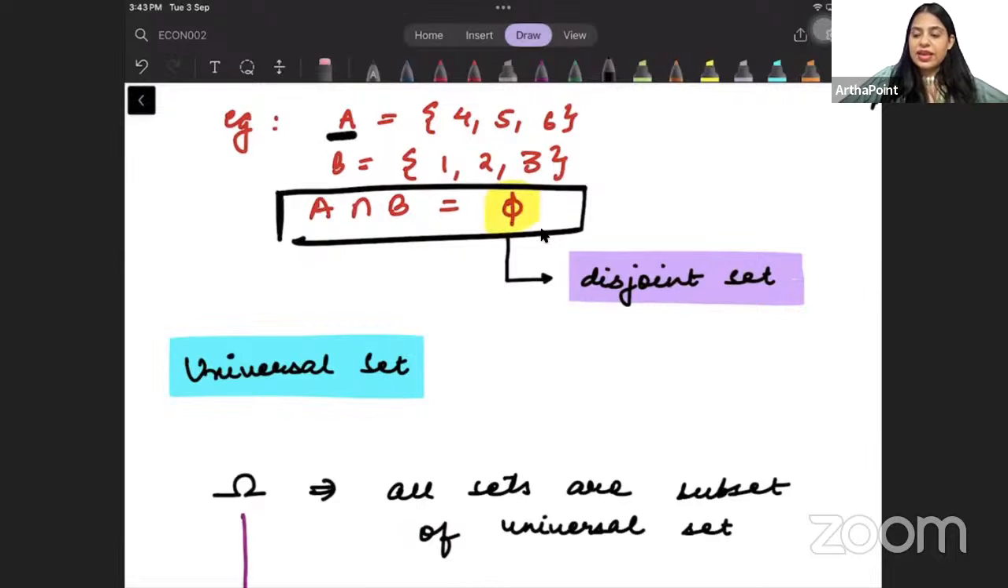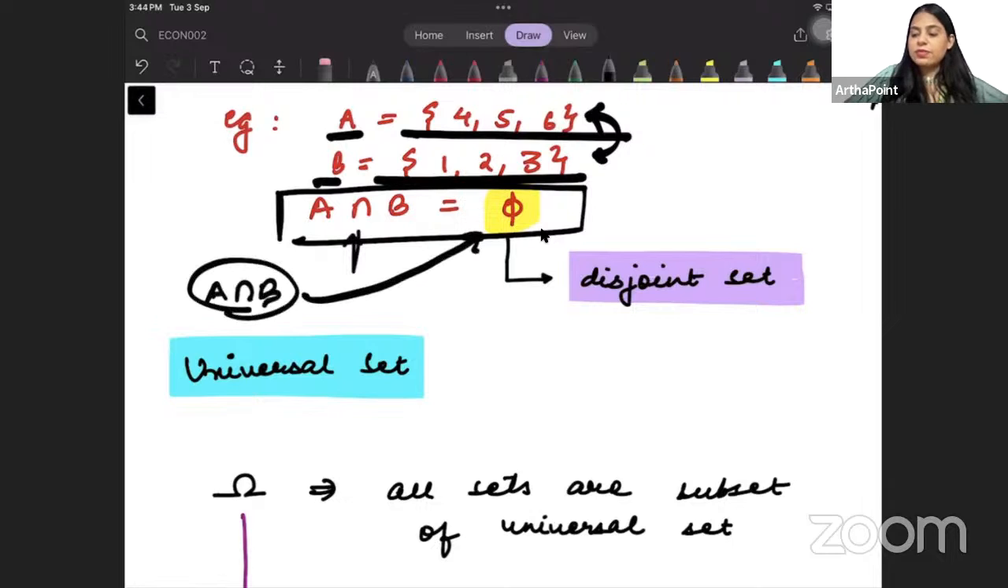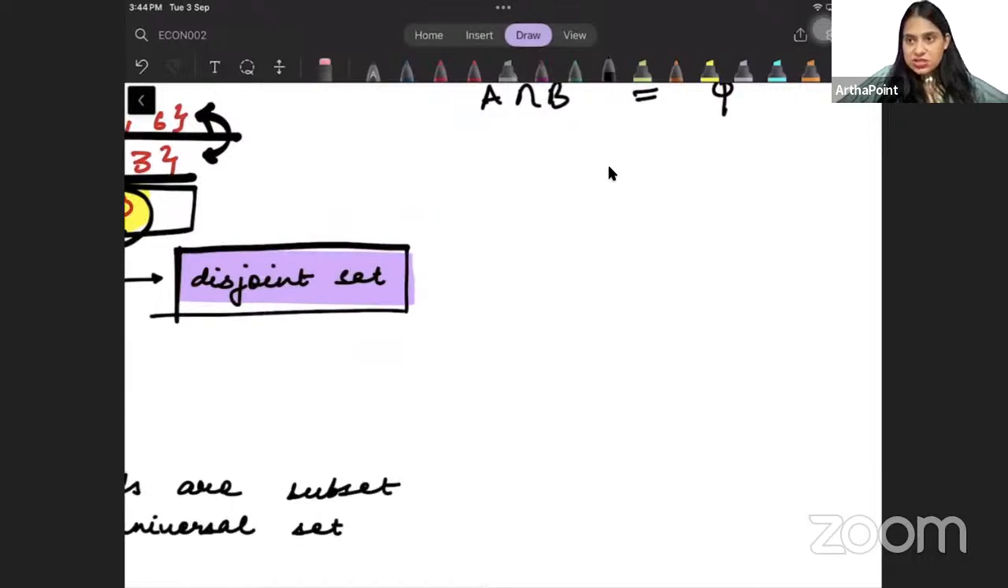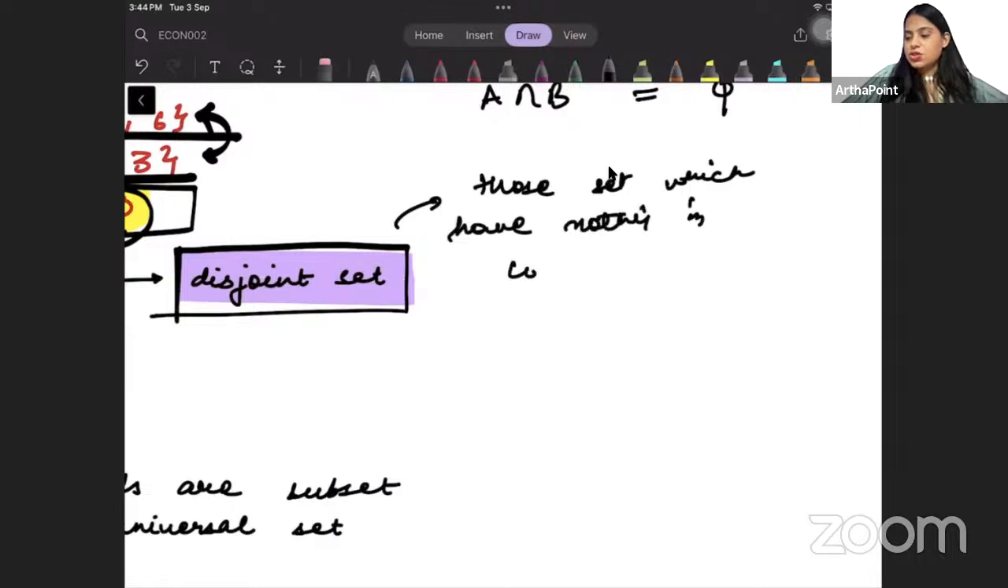Like this, beta, same here. A is 4, 5, 6. B is 1, 2, 3. Is there any element common between them? No. So if you ask me what will be A intersection B, it will be null. कुछ भी नहीं है इनके बीच में common. So that's a null set. बेटा another definition. Those sets which have nothing in common, जिन सेट में कुछ भी कॉमन नहीं होता, are called as disjoint set.